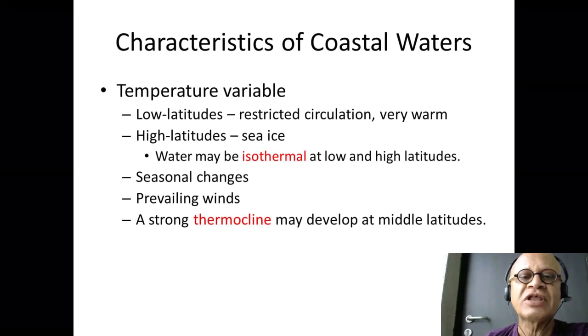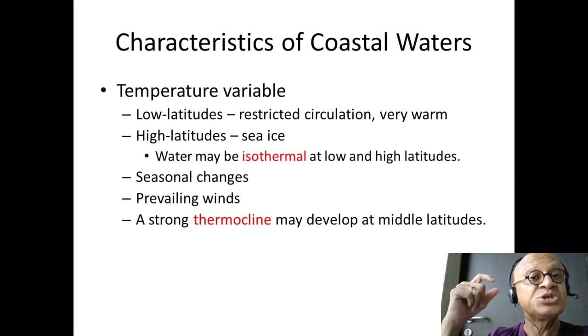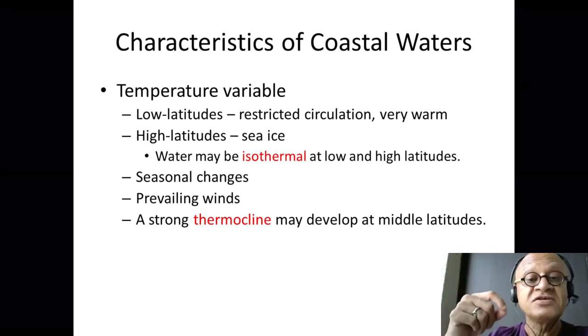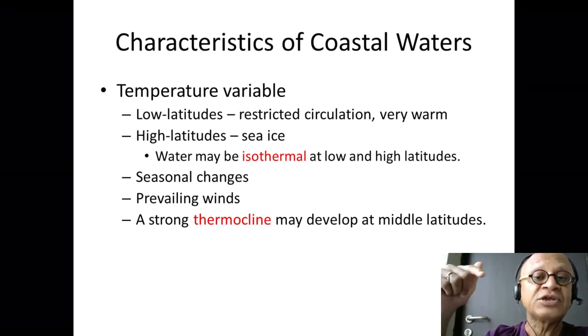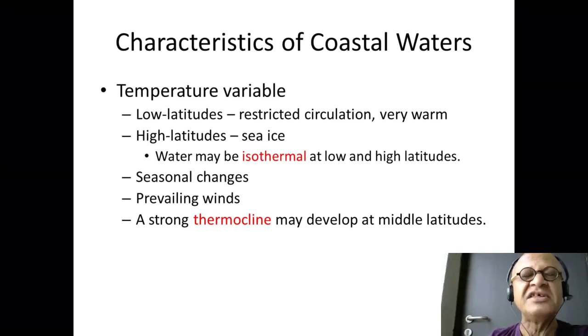In the high latitude, you can have sea ice formation, which means what? Go back to your concepts. Sea ice rejects brine, which makes the water heavy, so you can have mixing and it can create isothermal. So you can have isothermal at low latitudes and high latitudes for very different reasons. Okay, obviously seasonality can be very strong when you go into the mid latitudes. Tropics don't have a very strong seasonality, except you may have a very strong rainy season and a dry season, right? So prevailing winds change, so even in the tropics winds can change.